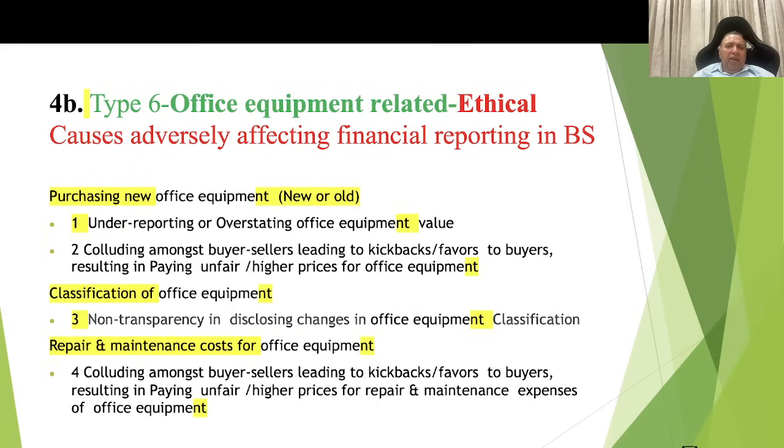Ethical causes that can adversely affect the financial reporting for the office equipment. Purchasing of the new office equipment, whether in fact it is new or old, so underreporting or overstating office equipment value, colluding amongst the buyer and seller, leading to kickbacks and therefore reporting higher prices. Classification of the office equipment: non-transparency in disclosing the changes in the office equipment classification. Repair and maintenance cost for the office equipment: colluding amongst the buyer and seller, leading to kickbacks, resulting in paying unfair and higher prices for the repair and maintenance expenses.